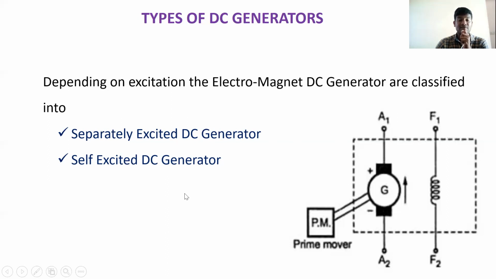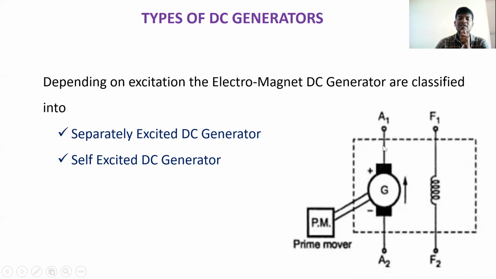Coming to the next, self-excited DC generator means initially any generator produces a generated voltage. That generated voltage is useful to energize the field. That means it excites the field winding by itself. That's why it is called a self-excited DC generator. Here we must connect the armature winding to the field winding. We are giving the supply itself.